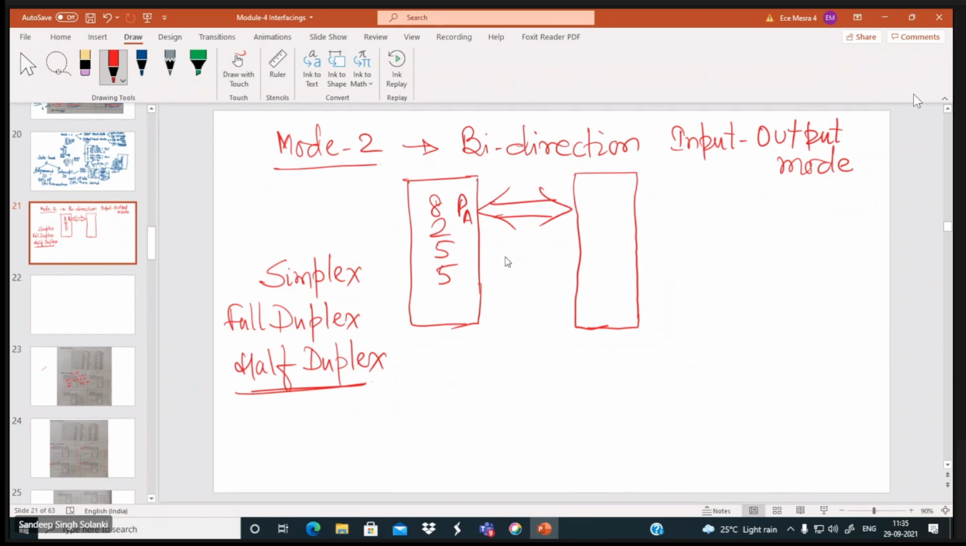Touch screen. Display screen, you are saying? Yes, sir, touch display screen. A display screen is all the time output type only. If you have a touch screen, then it will be input and output. A screen is always an output type of device.